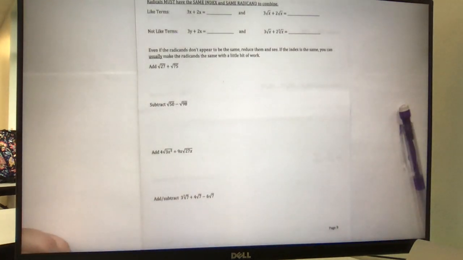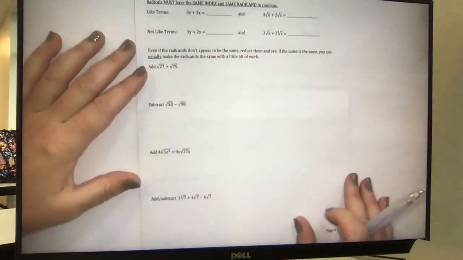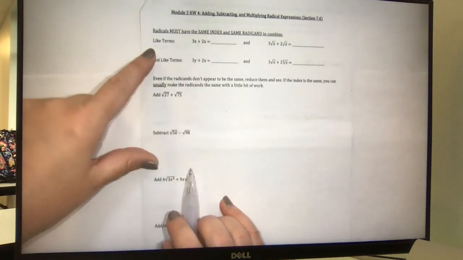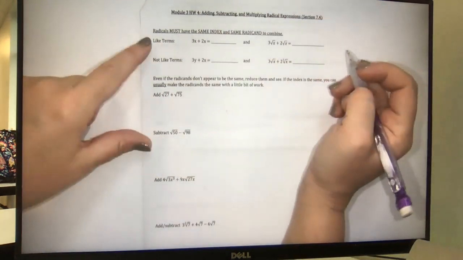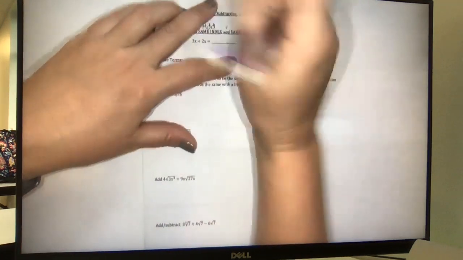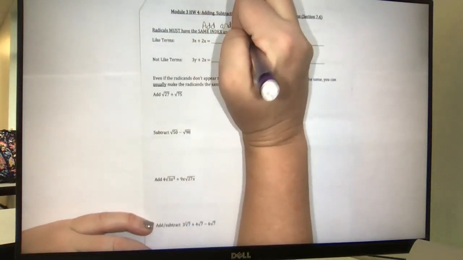Okay. All right. So homework 4. Here we go. So now I'm feeling a little better about you. I'm feeling a little more confident. I don't know if you are, but I'm feeling a little better with you. So now what we're going to start doing is adding, subtracting, and multiplying. I told you we don't actually divide. We just simplify. So that's why there's no division. But that's what this is up here. Okay, so here's the deal. All right, we're going to add and subtract first. So these rules apply to add and subtract.